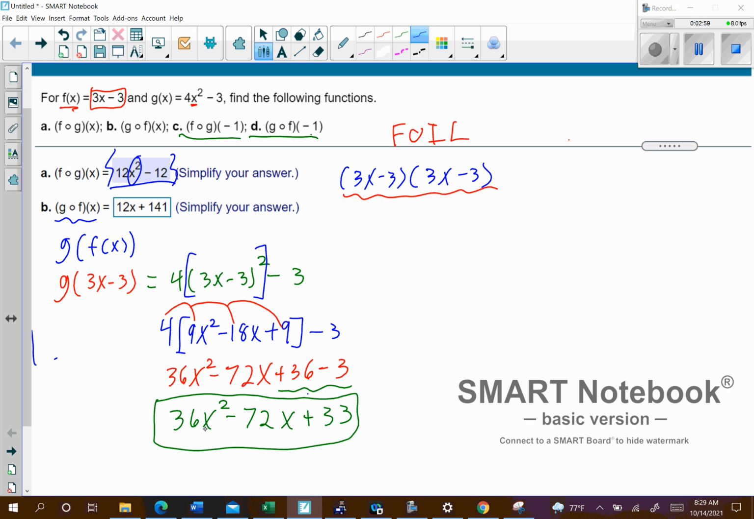And then same thing on the other function, the g of f. You'll plug in -1 into these spots. Go ahead and figure out what you get there, or simplify it. And once again, you should just end up with a number at the end.